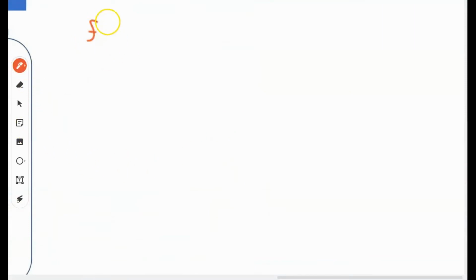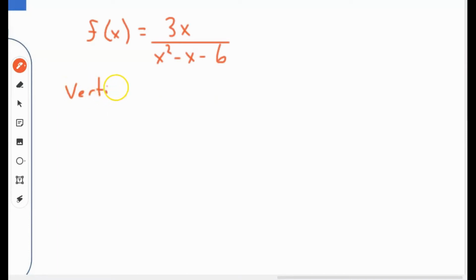So the function is 3x all divided by x squared minus x minus 6. All right, so first let's start with vertical asymptotes. So to find a vertical asymptote, we want to set the denominator equal to 0 and solve. So here we're going to have x squared minus x minus 6.